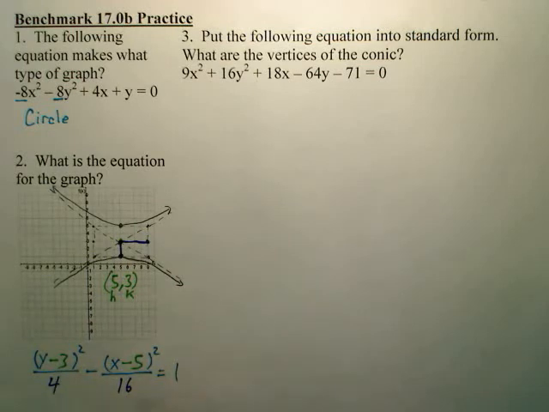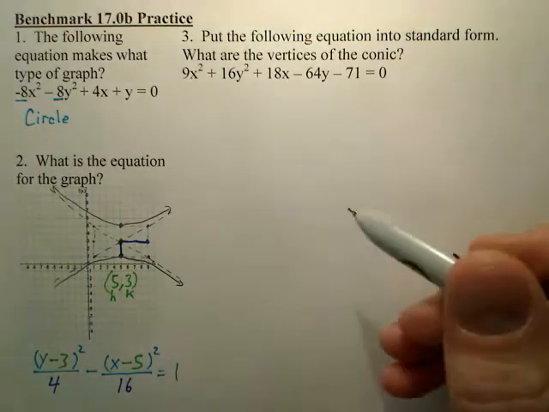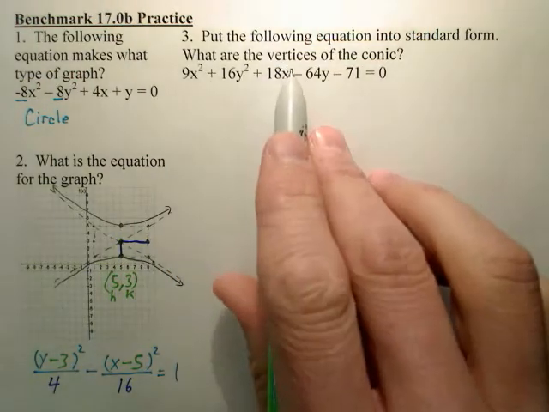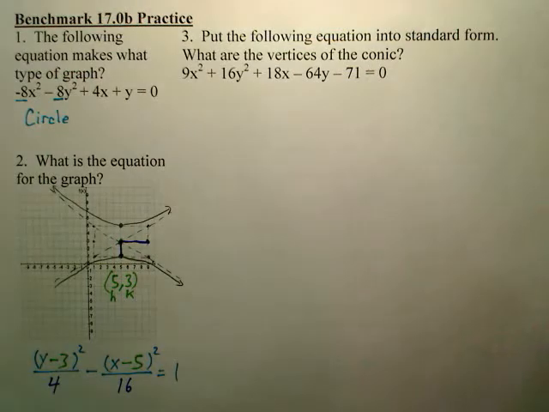And there's your equation. It's a hyperbola, so you got to know what type it is, and you got to know where to put your values. But hopefully that's straightforward. This last one's a little bit more difficult. I want to put it into standard form and then find the vertices of the conic.